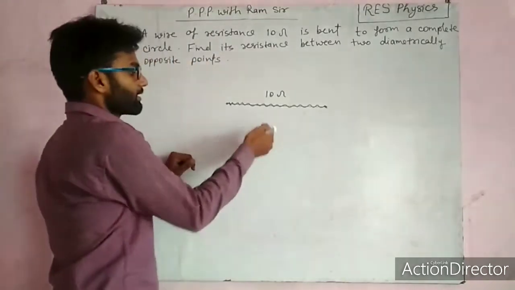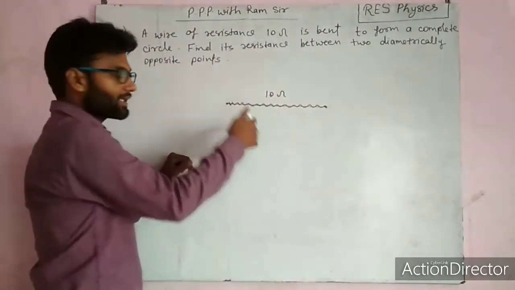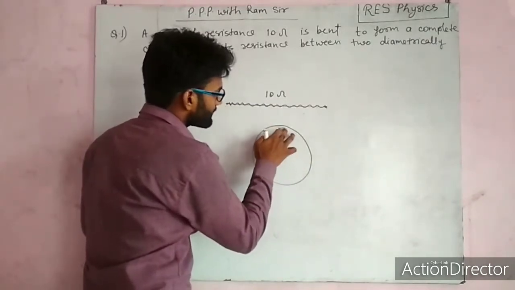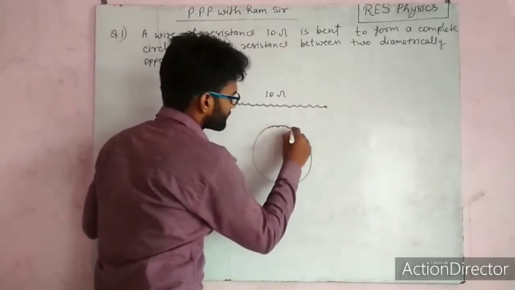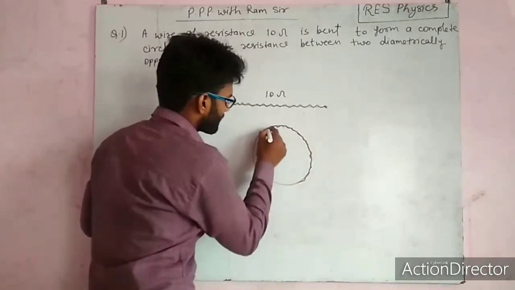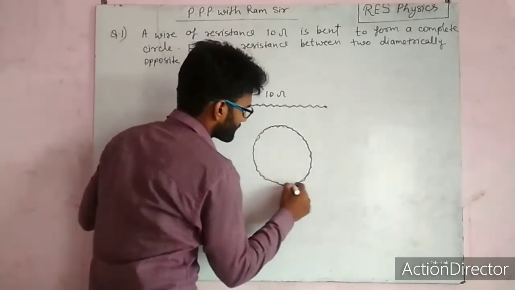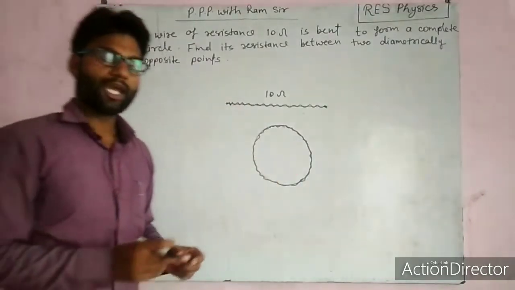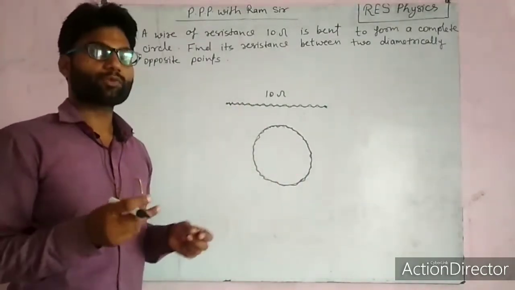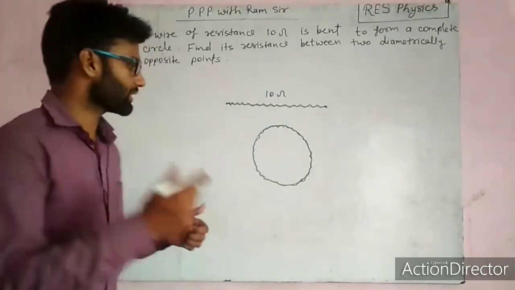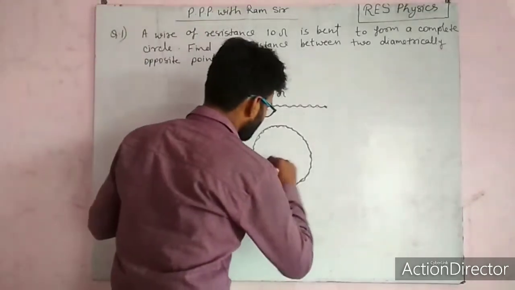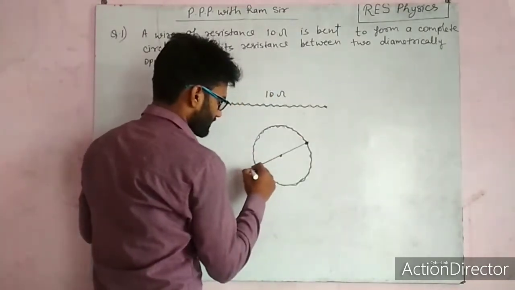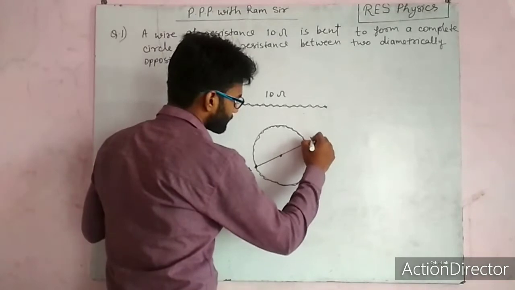If we are bending the wire and making it the complete circle, right? This is actually the resistance wire. Making it a complete circle. Now we have to take any 2 points which are diametrically opposite. So any general diameter I am taking here will pass through the center. So this point I am taking as A and this one is B.